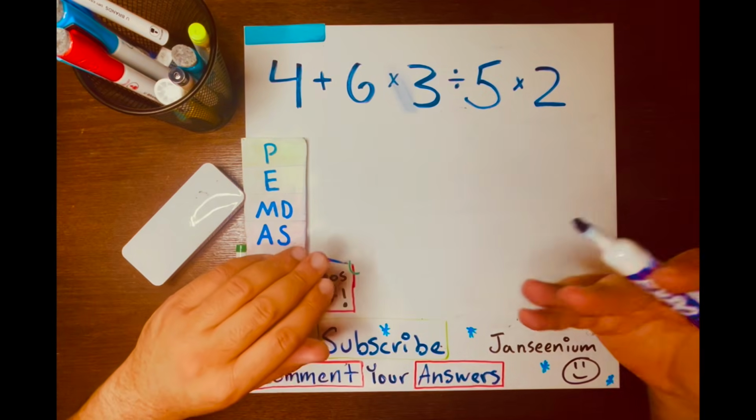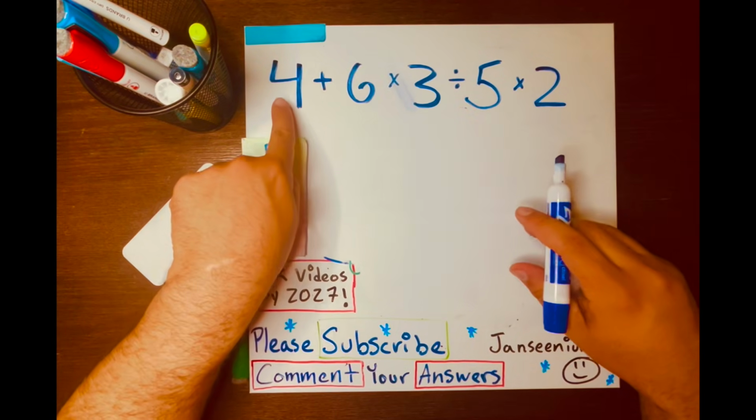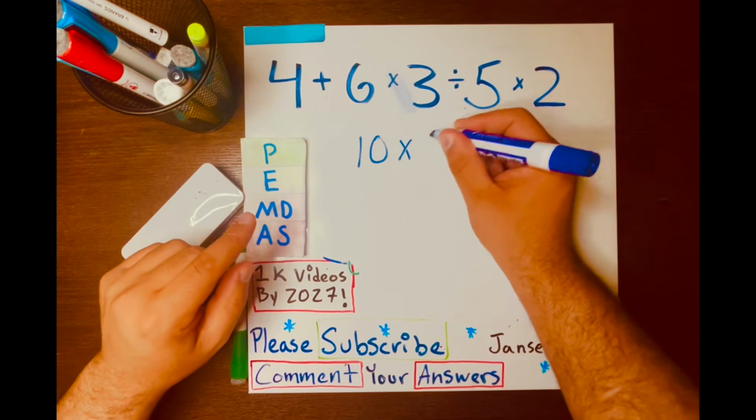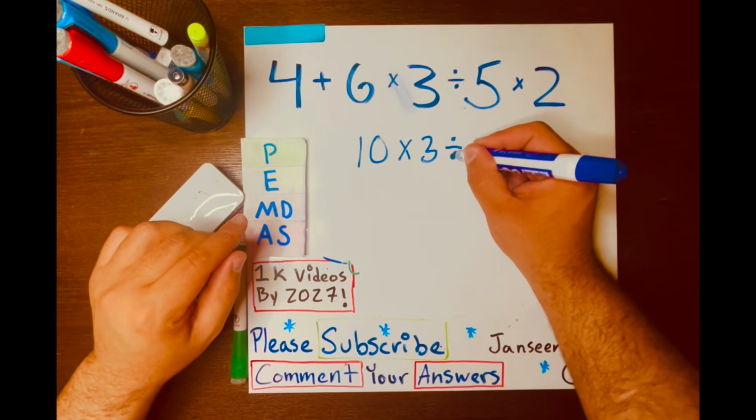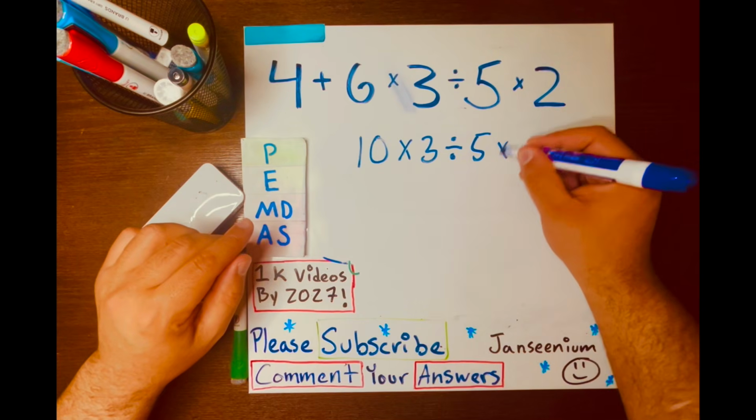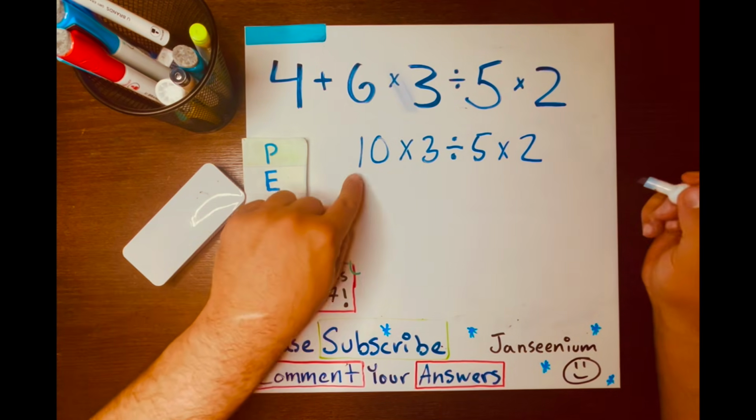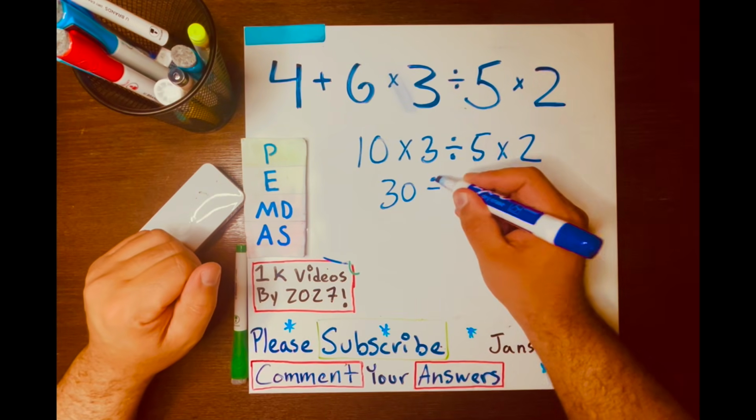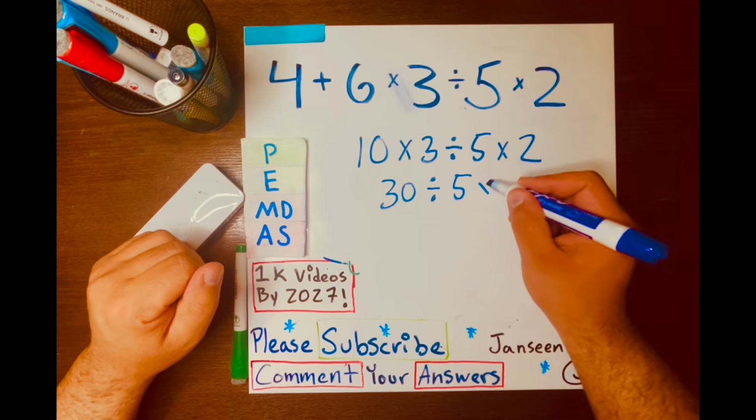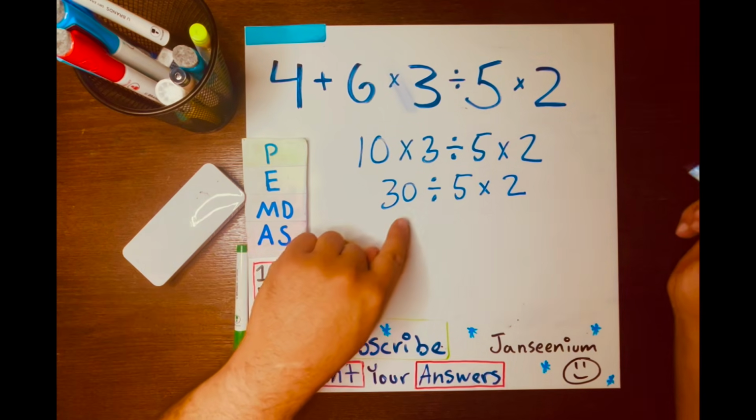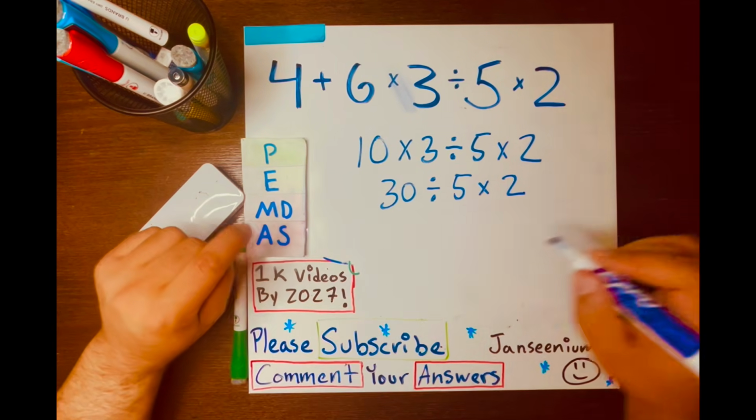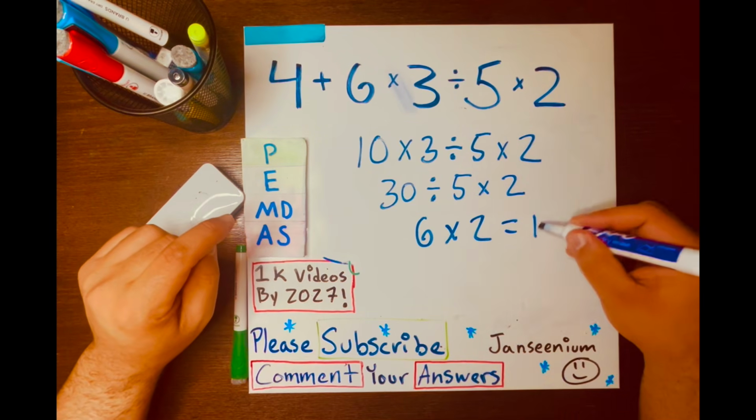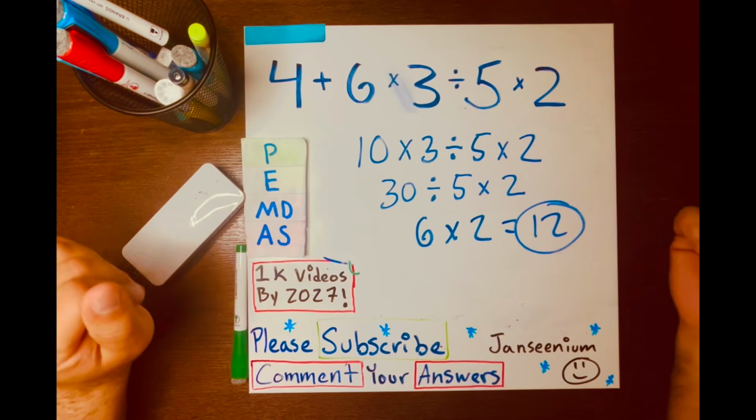Hi everyone. I don't know why some people start with 4 plus 6 equals 10 times 3 divided by 5 times 2. 10 times 3 is 30 divided by 5 times 2. 30 divided by 5 is 6 times 2 equals 12, and the answer is 12.